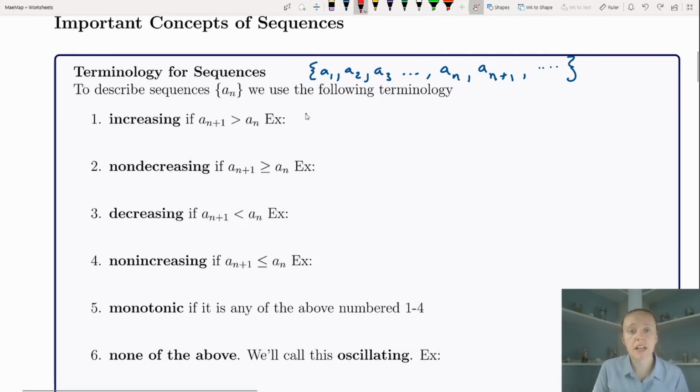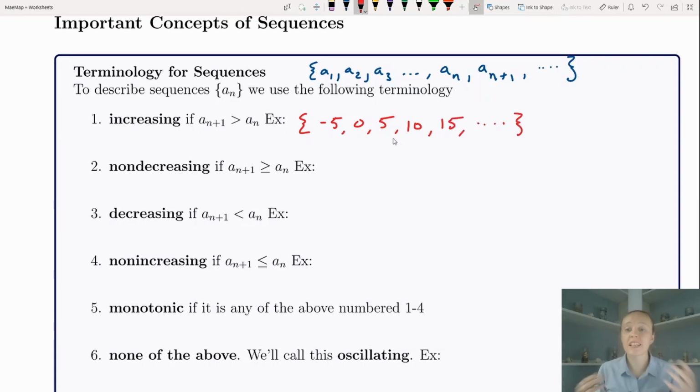So this would be, let's see, if we had -5, 0, 5, 10, 15, and so on. This is a perfect example. This is actually an arithmetic sequence where I'm adding 5 each time. So the term that comes after is always 5 greater. So it is indeed an increasing sequence.